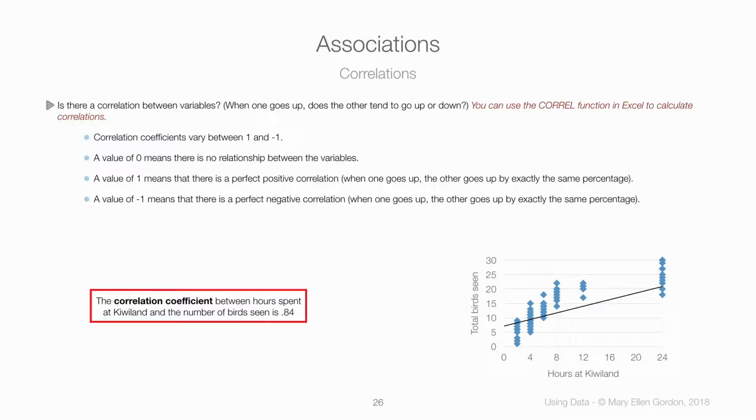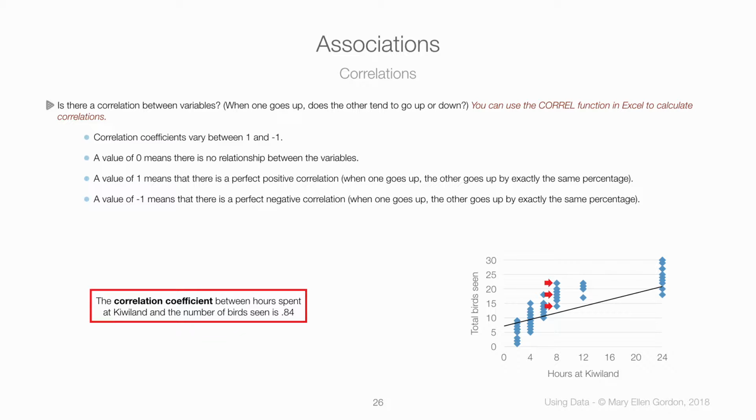Previously we saw that as the number of hours spent on Kiwiland goes up, the number of birds visitors saw tends to go up too. However, we can see that the correlation between the two isn't perfect, and we can see that by these people all spent the same number of hours at Kiwiland, but they didn't see the same number of birds. So that tells us that the correlation isn't perfect. When one goes up, the other generally does, but not always and not in the exact same proportion.